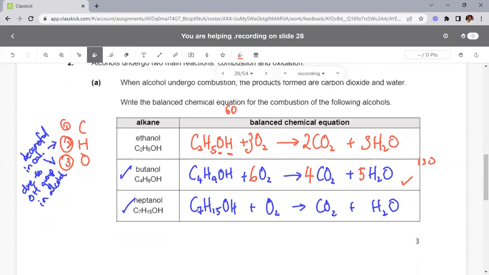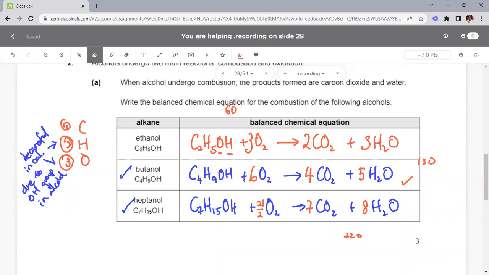Next one, let's look at the heptanol. So I need 7 carbons, which gives 14 hydrogens, and I got 16 hydrogen, so I need 8 over here. If I count the number of oxygens, I got 14 plus 8, I got 22 oxygens. How do I do my balancing? So 22 oxygens here, down here I got 1, so I left 21. So I'm going to put a 21 over 2 over here to do the balancing.